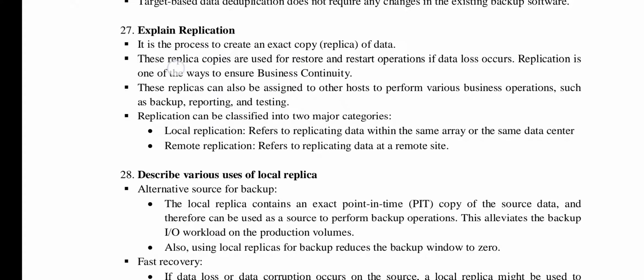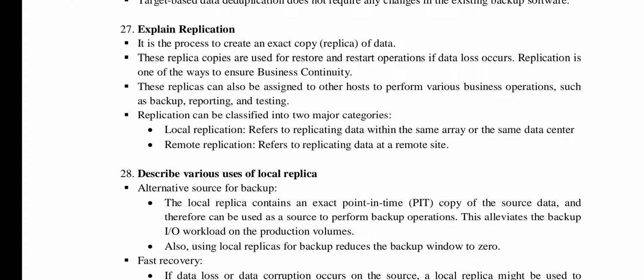Replication is just a process to create an exact copy of the data. These replica copies are used for restore and restart operations in case data loss occurs. So it is a way to ensure business continuity. Then replication can be classified into two major categories, that is local replication and remote replication.